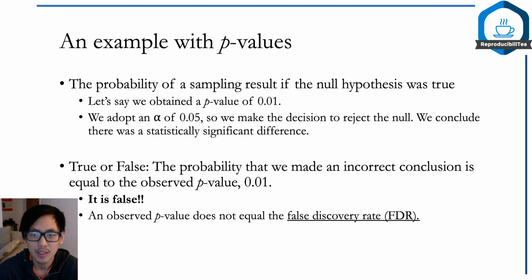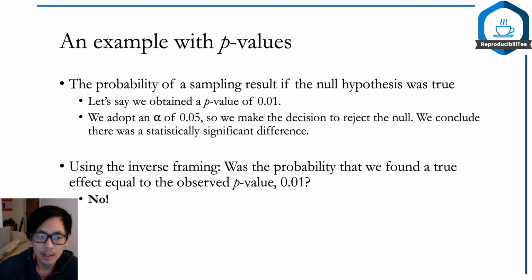It is false. So an observed p-value does not equal the false discovery rate. So even though we observe this 0.01 p-value, it does not mean that the chance that the decision we make when we reject the null is false is also equal to that 0.01 value. We can change the framing a little to make it a little bit clearer. So using the inverse framing, was the probability that we found a true effect equal to the observed p-value 0.01? So because we observed this p-value of 0.01, is the 0.01 the probability that we found something true? And the answer is no.